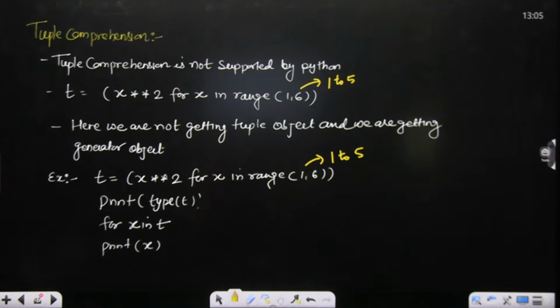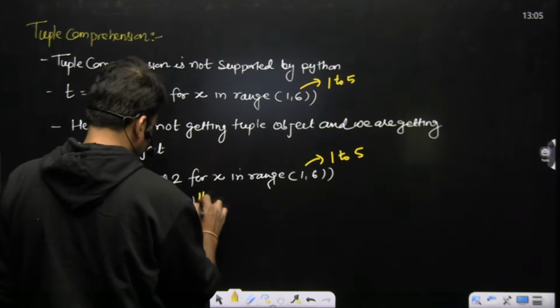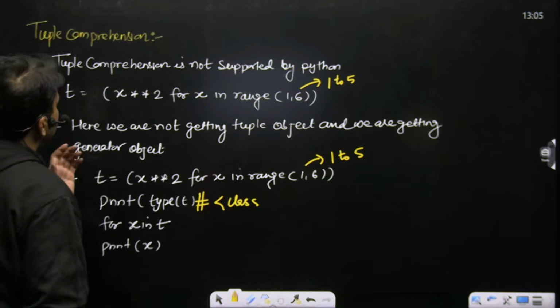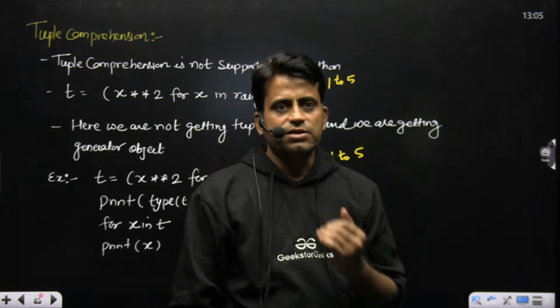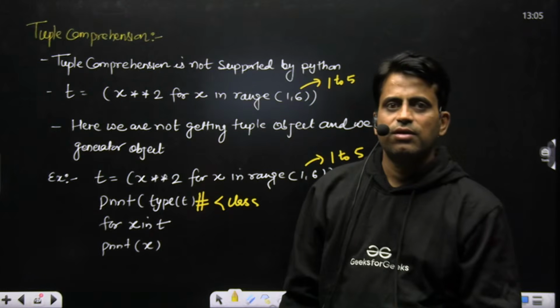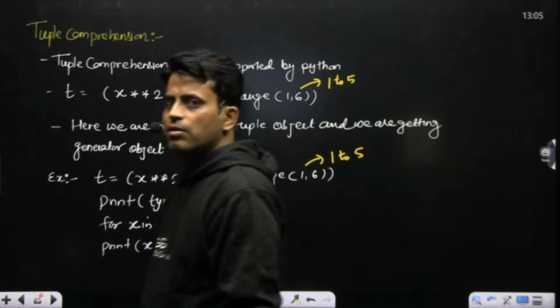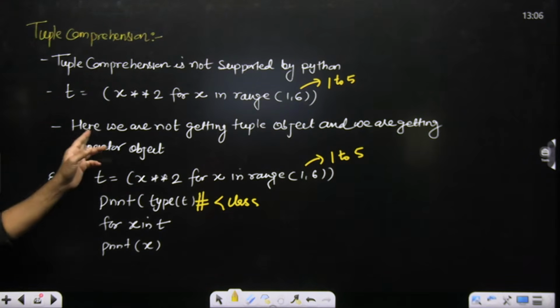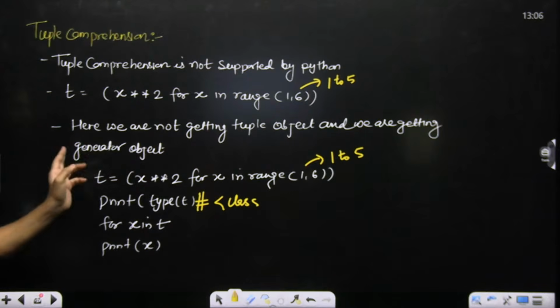Okay. So print type of t. What is the type of t, student? So tuple comprehension is not supported in Python, student. Still if you write a tuple comprehension, then it generates a generator object. We are not getting a tuple object, we are getting a generator object.